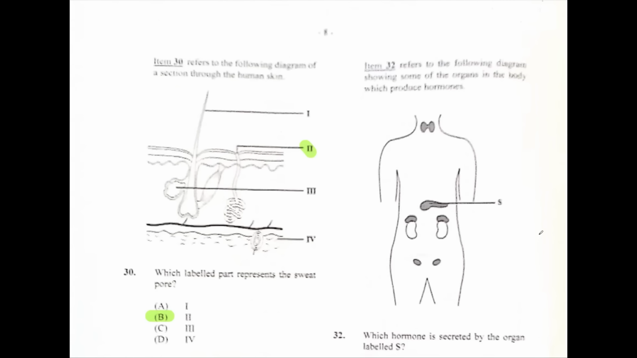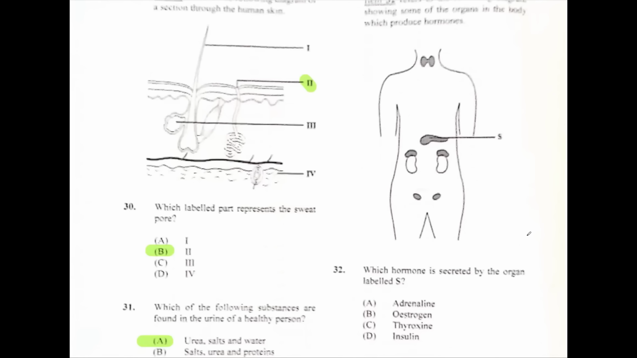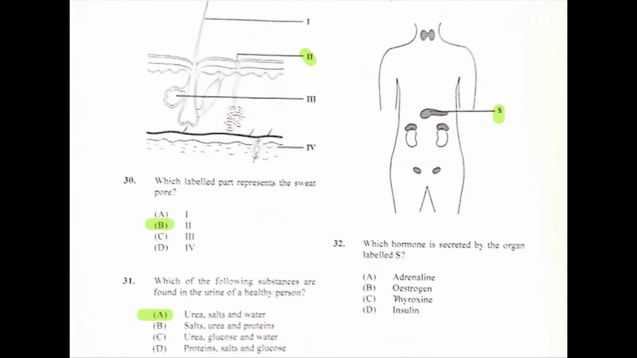Item 32 refers to the following diagram showing some of the organs in the body which produce hormones. We have a label S. Which hormone is secreted by the organ labeled S? If you look at the position, it's closer to the left-hand side of the body. So this means this is the pancreas, which indicates that the hormone from the list that is being secreted is D, insulin.